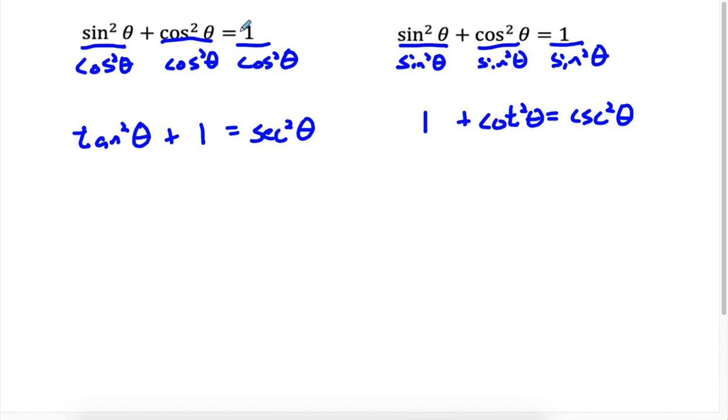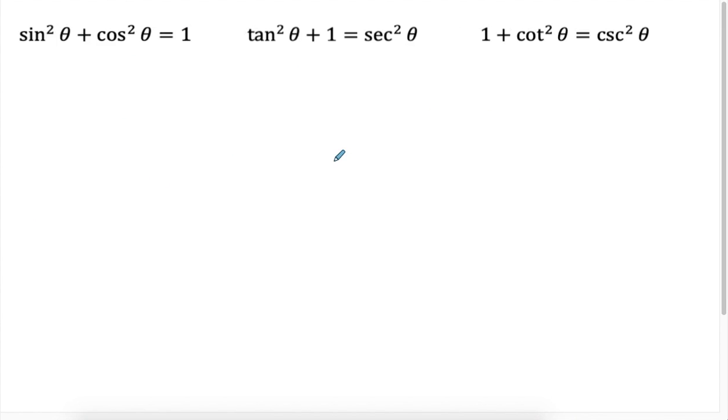So the main one is sine squared plus cosine squared equals 1. And then we can derive the other two: tangent squared plus 1 equals secant squared, and 1 plus cotangent squared equals cosecant squared. Now, we can actually take those three identities and go even further. We can manipulate them lots of different ways, and we're going to need to for the problems that we're going to look at today.